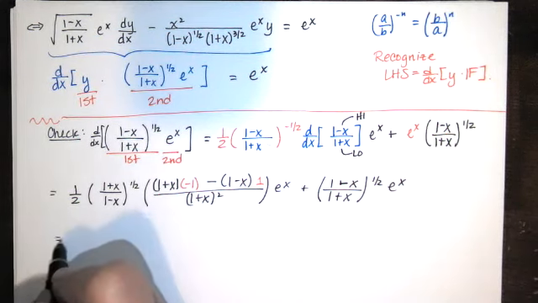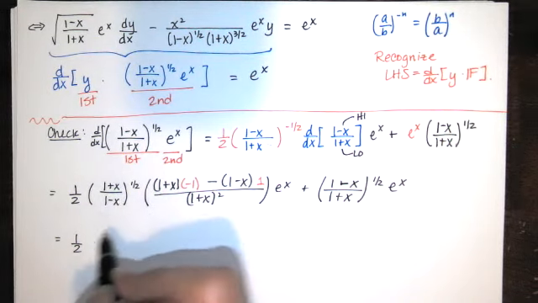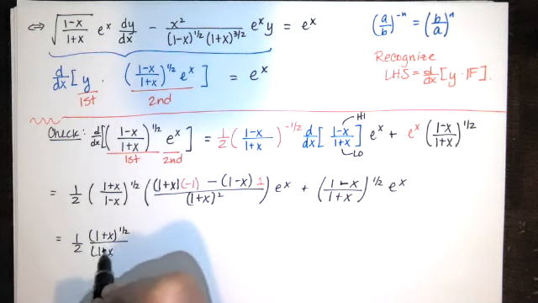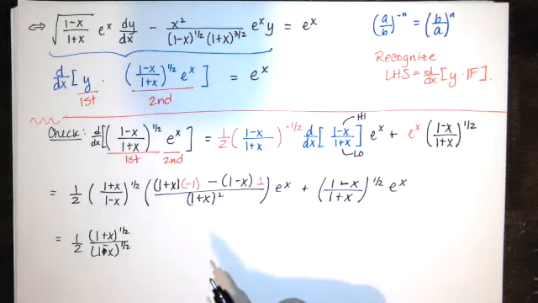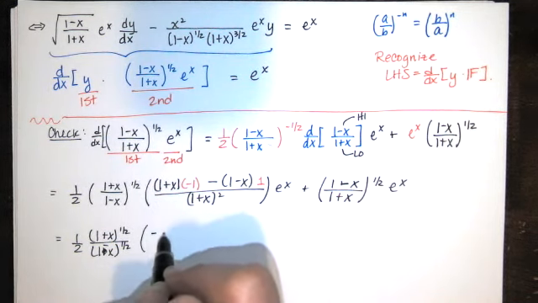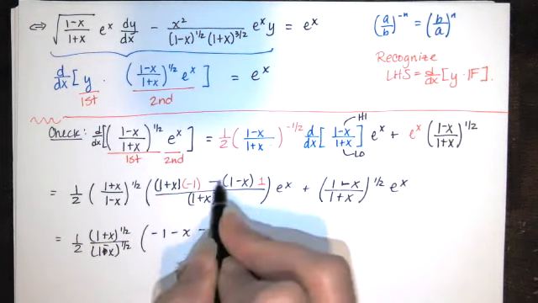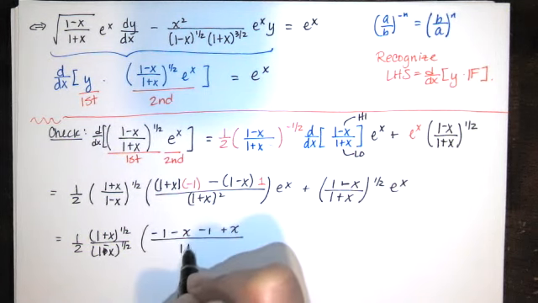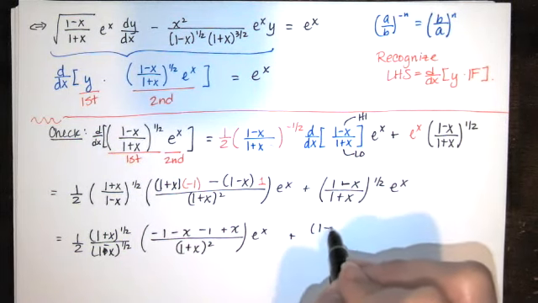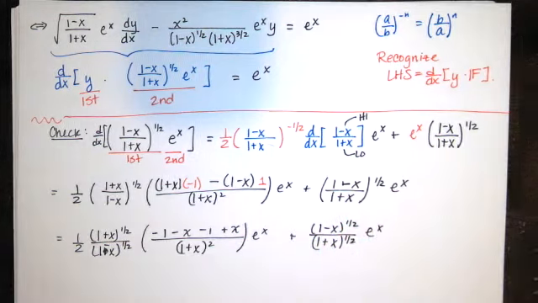Now we want to simplify here where we can. And remember, 1 plus x and 1 minus x are both positive on the interval that we're interested in. So we can write that as (1 plus x) to the 1/2 over (1 minus x) to the 1/2, just applying that exponent to the numerator and denominator. Over here, if we distribute the -1, we get -1 minus x. Distribute the -1 here as well. We have a -1 and a negative times a negative x is a positive x over (1 plus x) quantity squared. And we still have a (1 minus x) to the 1/2 here and a (1 plus x) to the 1/2 here and an e to the x.